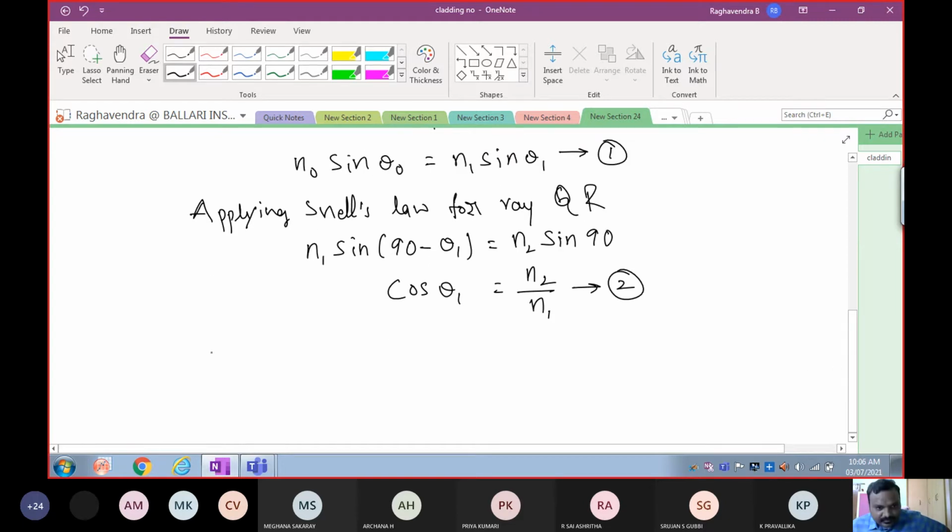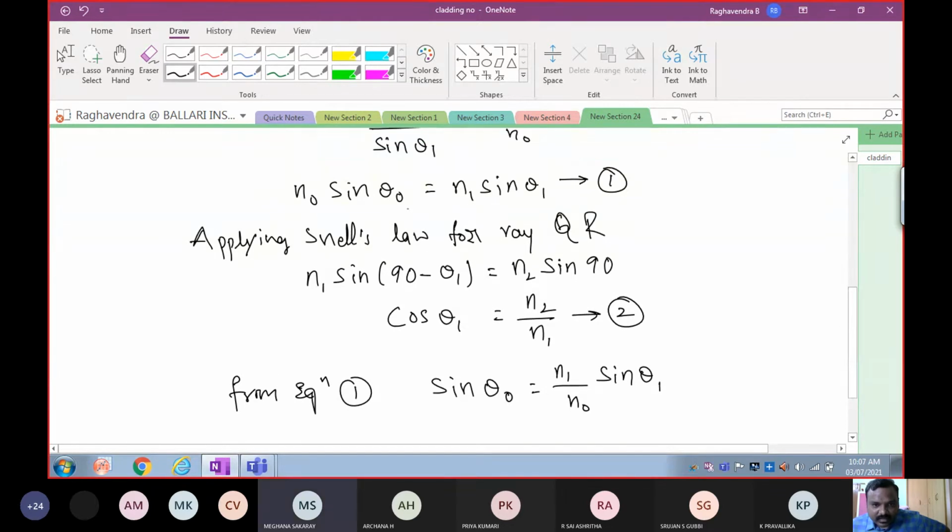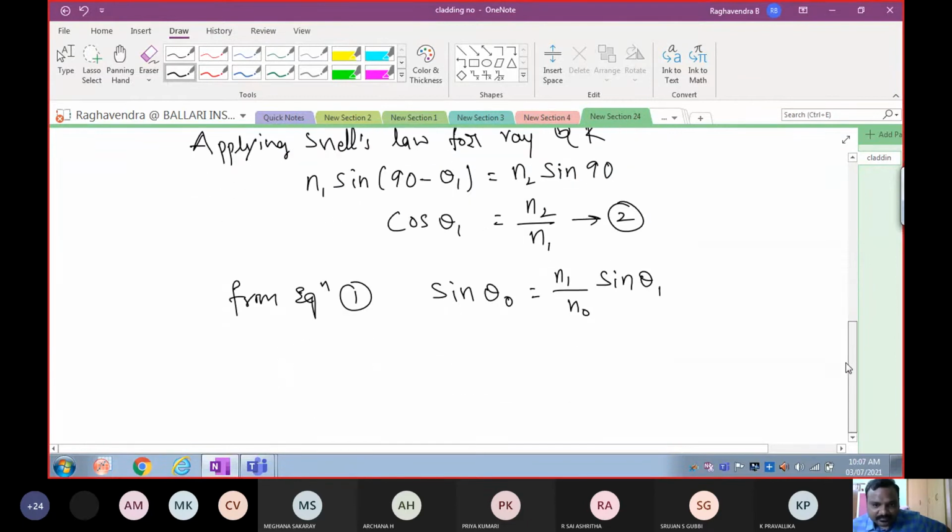From equation 1, can we write like this? Sine theta naught equals n1 divided by n0 into sine theta 1. I have just rearranged equation number 1. Have you understood this?